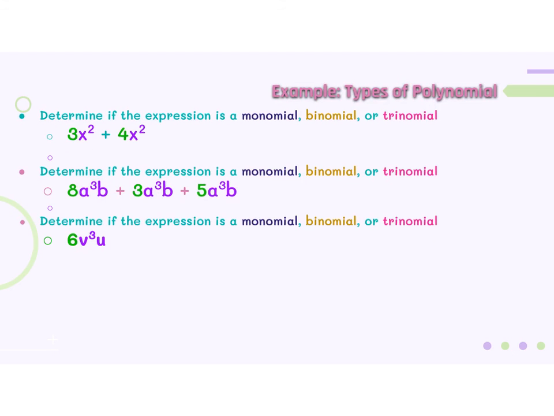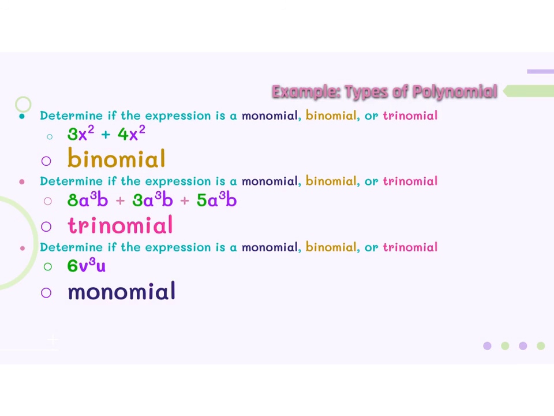In this example, I want you to take the time and determine if the expression is a monomial, a binomial, or a trinomial for each of these 3 problems. This expression, 3x squared plus 4x squared, is a binomial. This expression, 8a cubed b plus 3a cubed b plus 5a cubed b, is a trinomial, and 6v cubed u is a monomial.